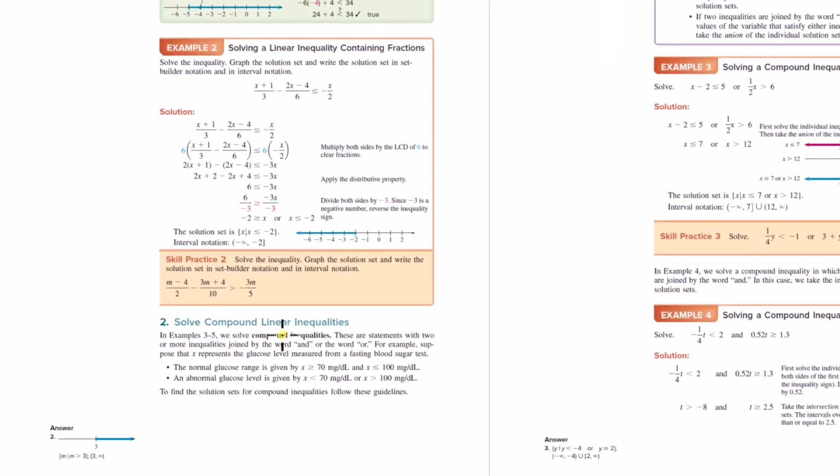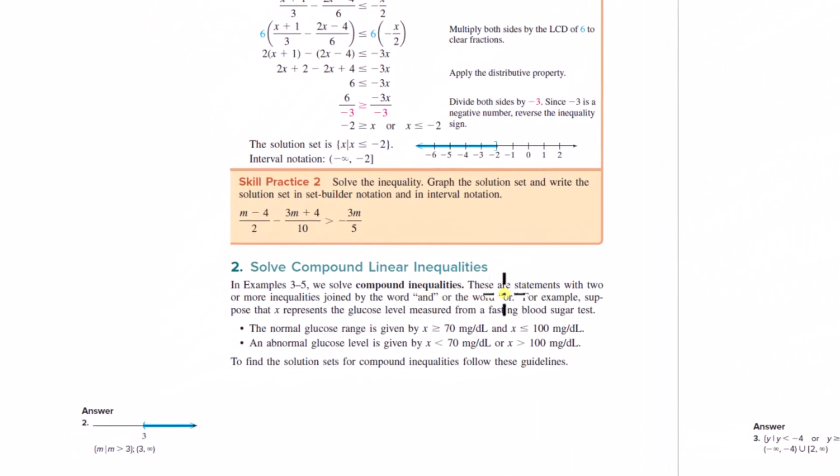All right, compound linear inequalities. Compound inequalities are statements with two or more inequalities joined by the word and or the word or. For example, suppose that X represents the glucose level measured from a fasting blood sugar test. So the normal glucose range is given by X is greater than or equal to 70, and X is less than or equal to 100, so between 70 and 100 inclusive. Abnormal is less than 70 or greater than 100. So, right, you could have the glucose level be too low or too high.